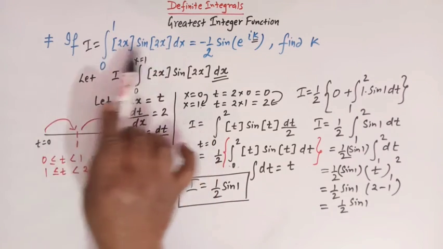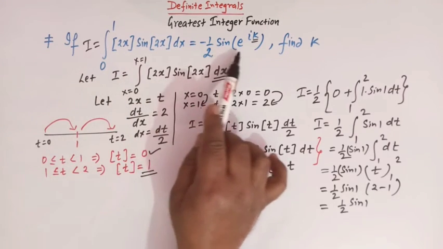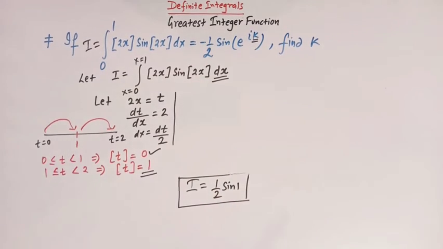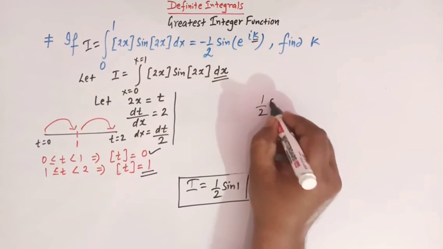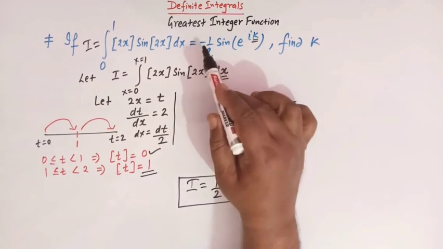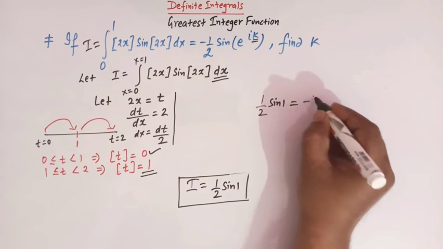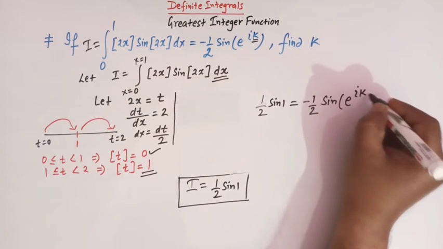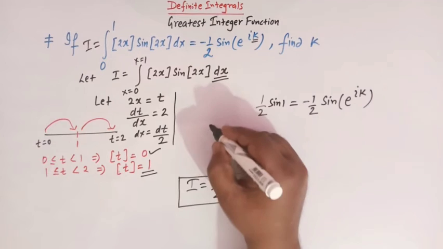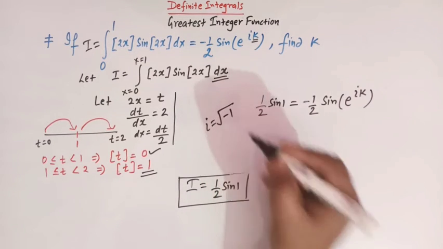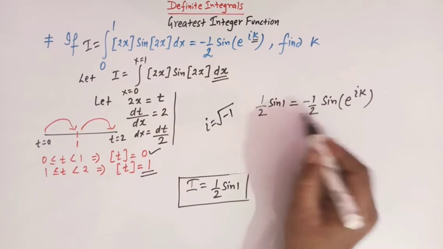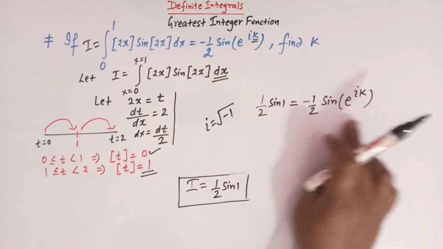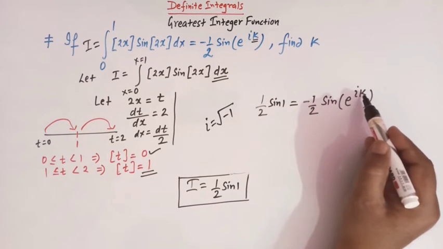Now we are given the value of this integral equal to this one, so let us write this expression equal to this one. So half sine 1 is equal to this value, that is minus half sine of e raised to ik, where i is the complex number, that is equal to the square root of negative 1. Now if we compare these two expressions, we have to find the value of k.